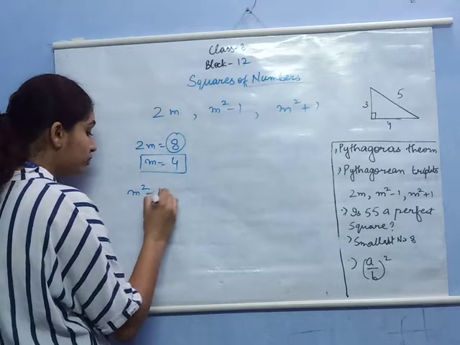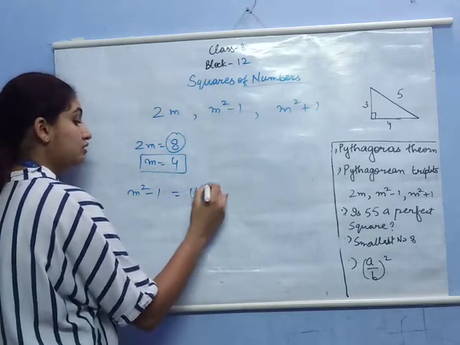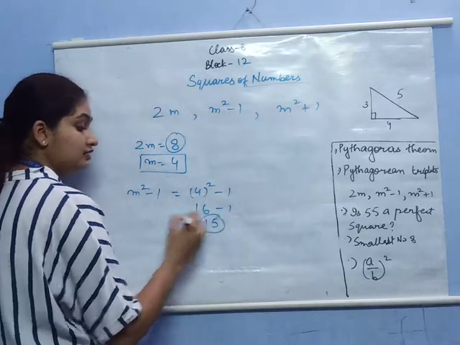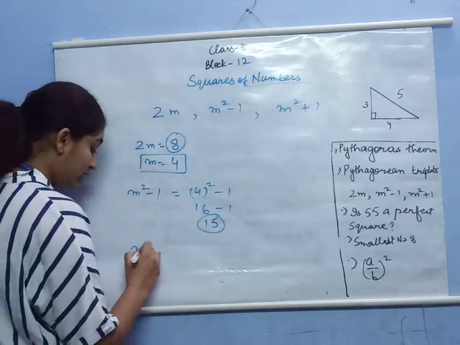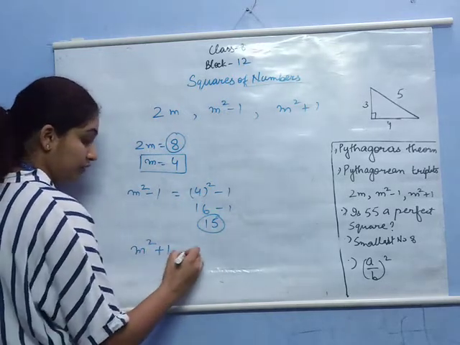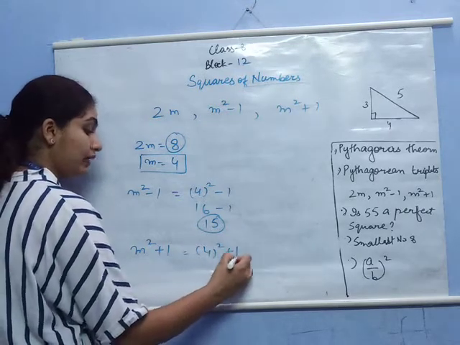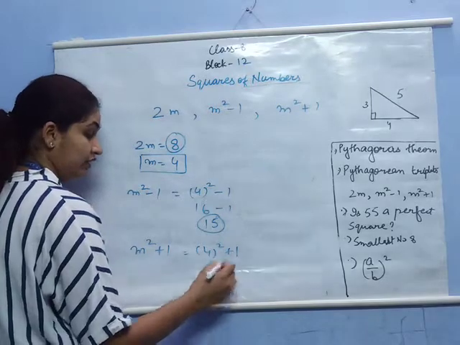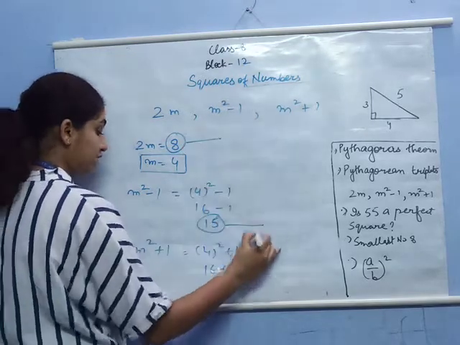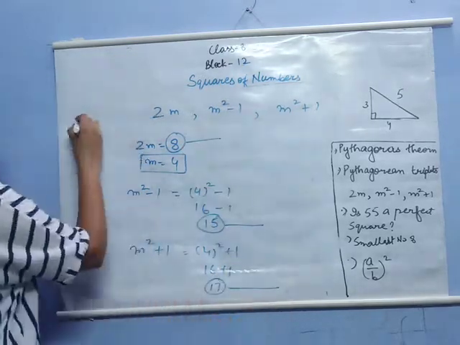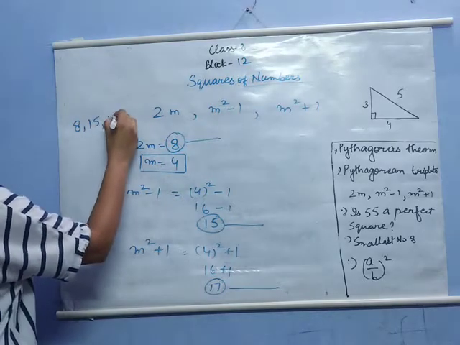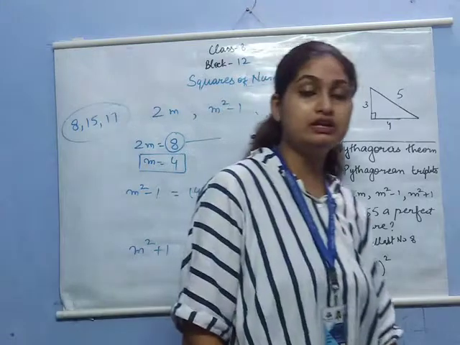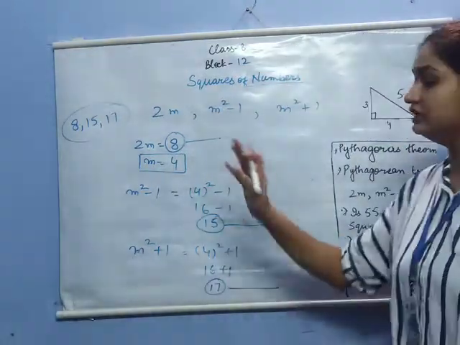The other number is m squared minus 1. 4 squared minus 1: 4 fours are 16, minus 1 is 15. The second number is 15. The third number will be m squared plus 1. 4 squared plus 1: 16 plus 1 is 17. So yes, 8, 15 and 17. These are the Pythagorean triplet where 8 is the smallest number. 8 is the smallest of these three numbers.